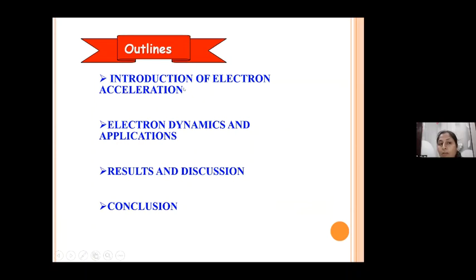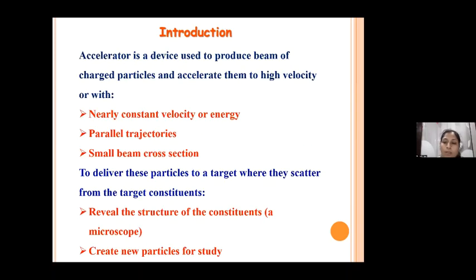First of all, I will discuss the basic principle of electron acceleration, and then the electron dynamics with this Hermite cosh Gaussian laser beam. What are the applications of the same, and then I will discuss the results and discussions followed by the conclusions.